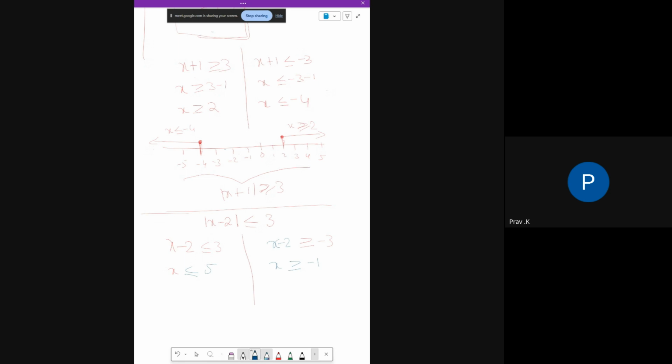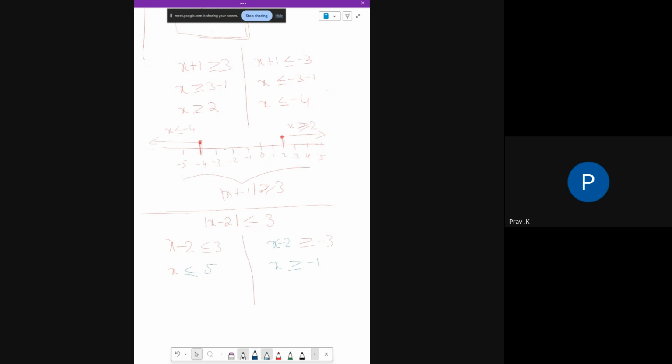X is less than or equal to 5. Oh, all of you got it right. So proud of you guys. Lovely. So x is greater than or equal to minus 1, and less than or equal to 5. Okay, all good. So this is exactly how we are supposed to do it.